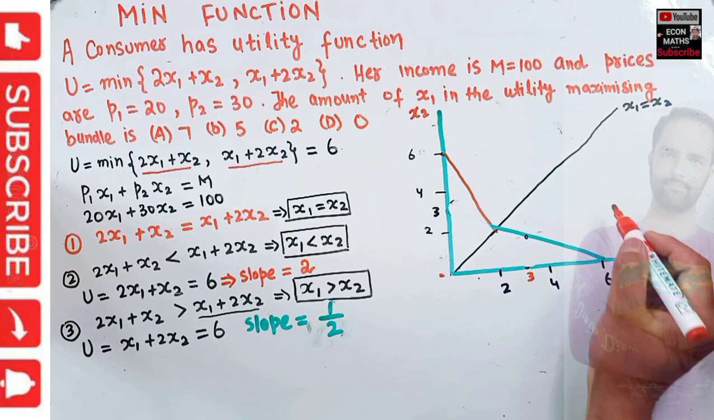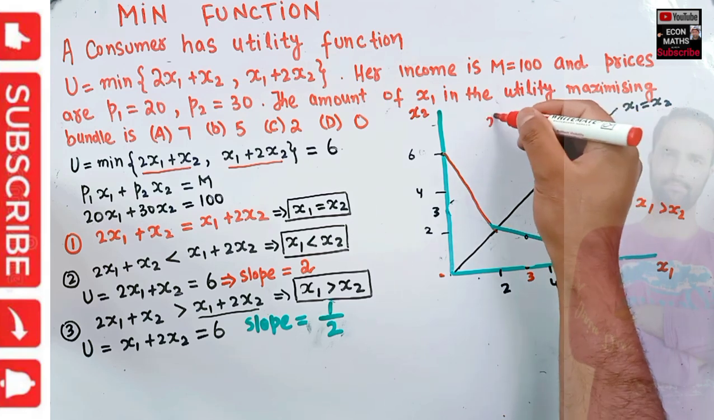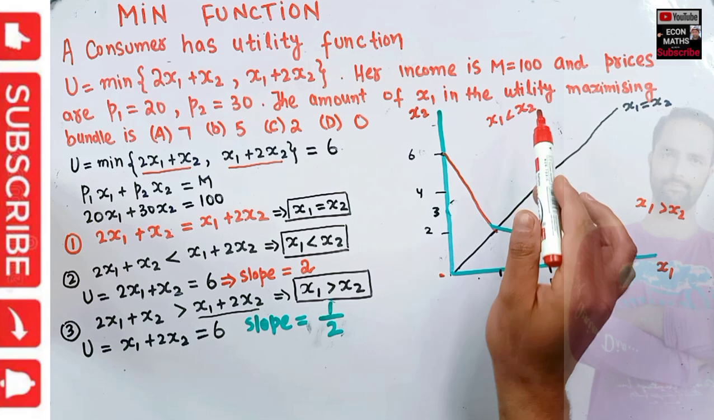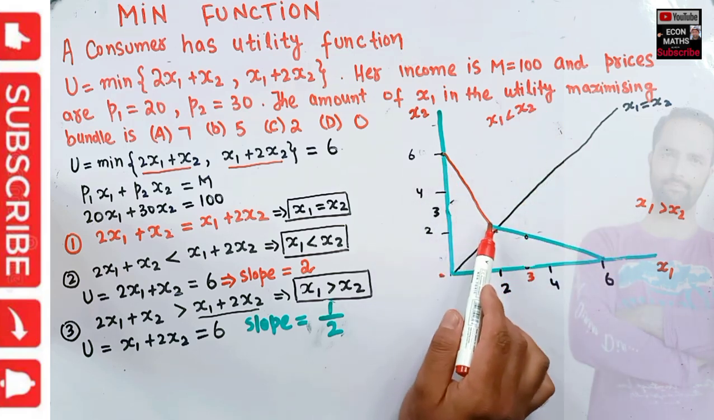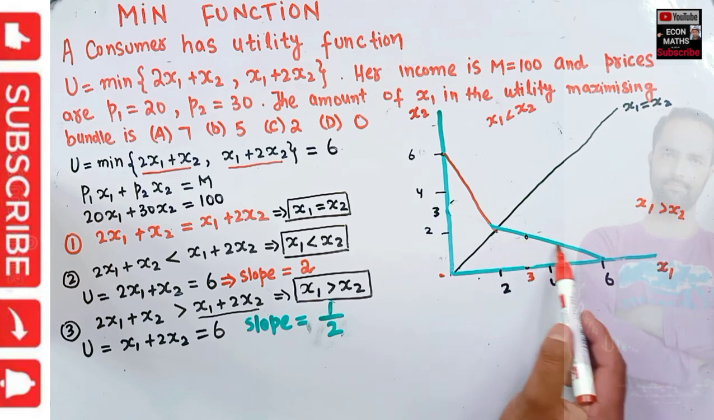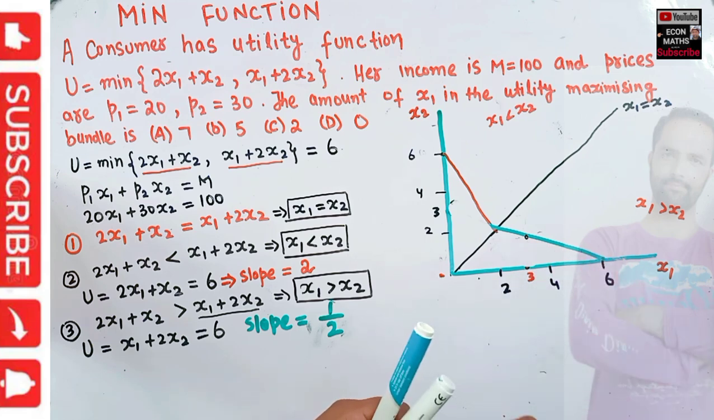This region is the region where x1 is greater than x2. This region is where x1 is less than x2. When x1 is less than x2, this red line will be our indifference curve. When x1 is greater than x2, this green line will be our indifference curve here.